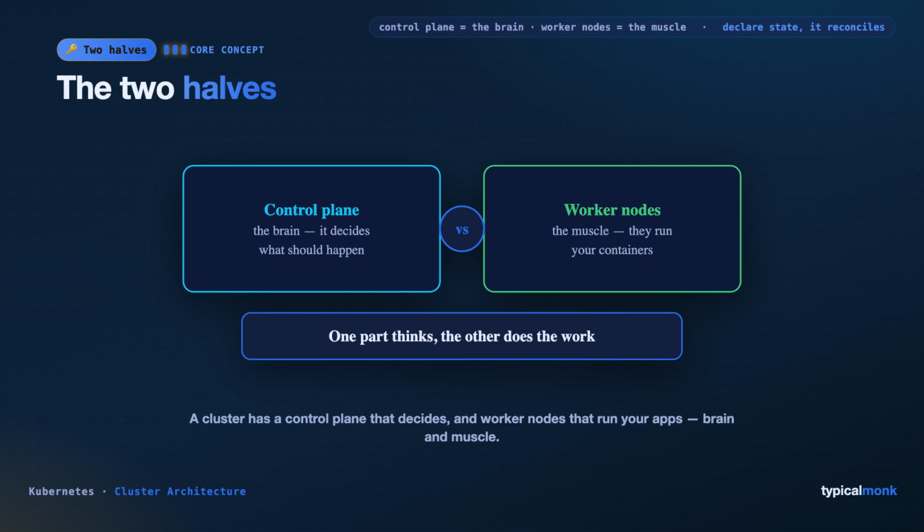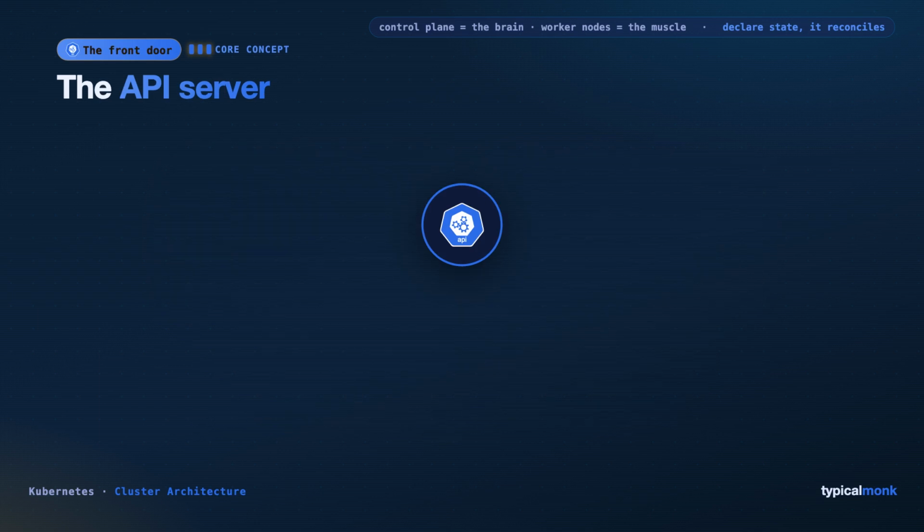So the takeaway: every cluster has two halves, a control plane that decides what should happen, and worker nodes that actually run your applications. Brain and muscle. Let us step into the control plane and meet its most important component, the one everything else revolves around, the API server.